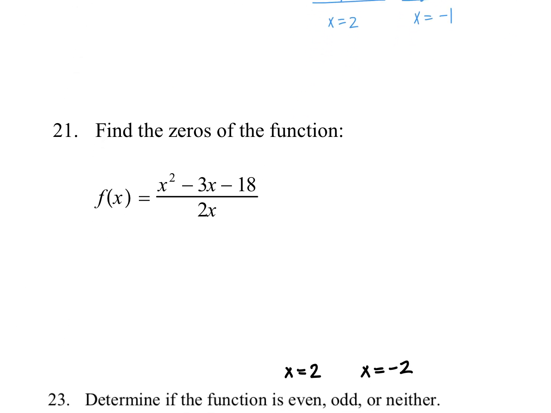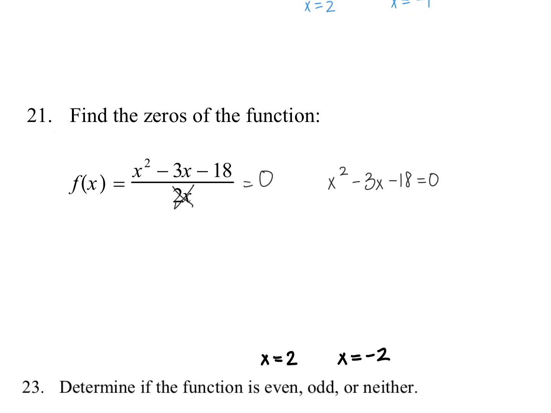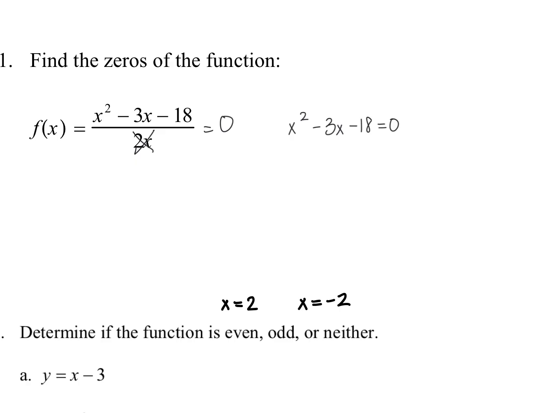Looking at the next one, doing the same thing, setting it equal to 0, canceling out that bottom. I'm going to go ahead and rewrite it. X squared minus 3x minus 18 equals 0. And then ask myself, what two numbers multiply to give me a -18 and add to give me a -3? So factoring that out, I'm going to go ahead and get -6 and a +3.